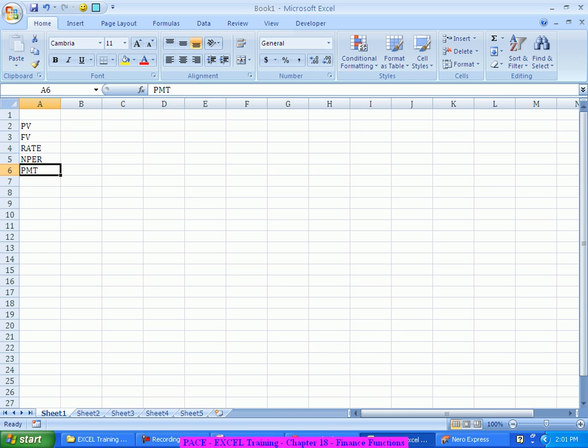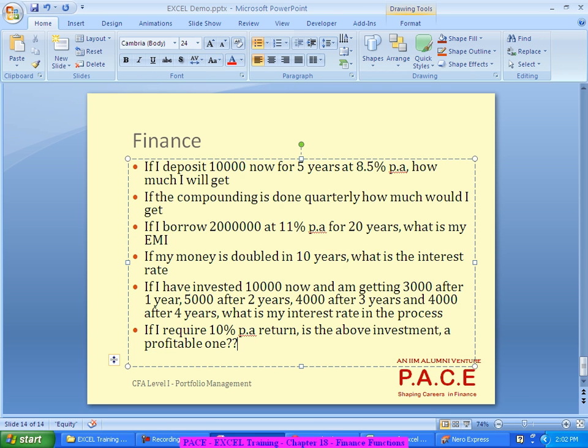So these are 5 key formulas of Excel, especially targeted towards basic investment finance. Basic investment decisions we can very well take using these 5. Let me take question by question. I'll take the first question. I deposit 10,000 now for 5 years, at 8.5% per annum. How much will I get after that?